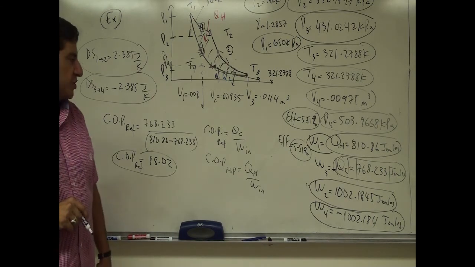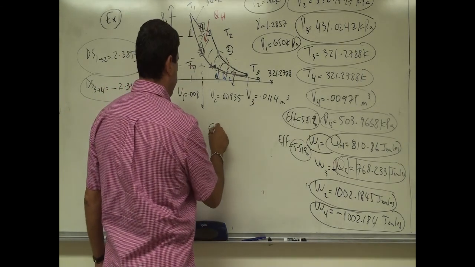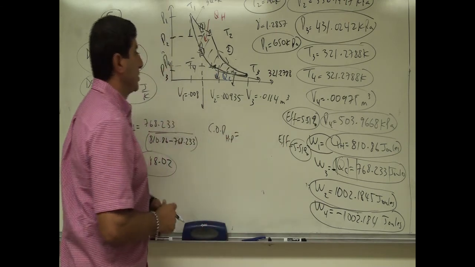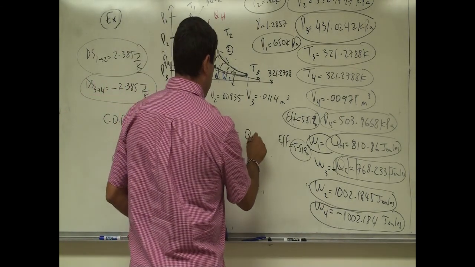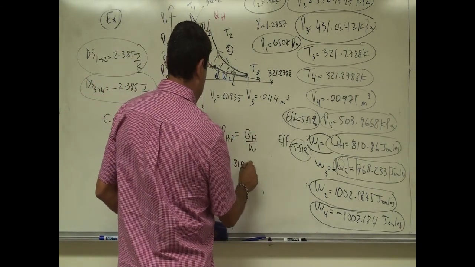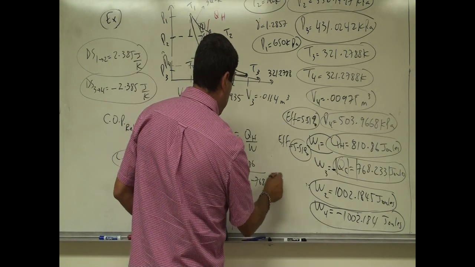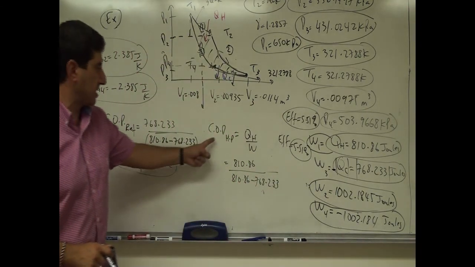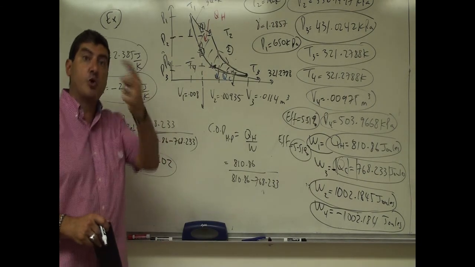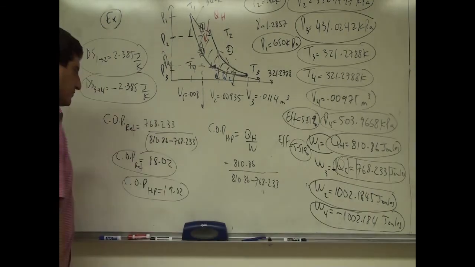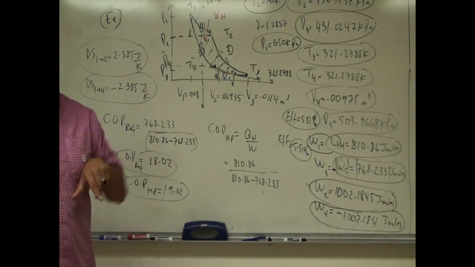Okay, so how about the coefficient of power in the heat pump mode? So then you're going to do, instead of Q cold over this, you're going to do QH over the work. So 810.86 over 810.86 minus 768.233. Remember, when I did this kind of problems before, we noticed that the coefficient of power as a heat pump is always one value larger than that. So it should come out 19.02, right? So beautiful, right? As a heat pump, it's really good. As a refrigerator, it's really good. But as an engine, it's very low efficiency.